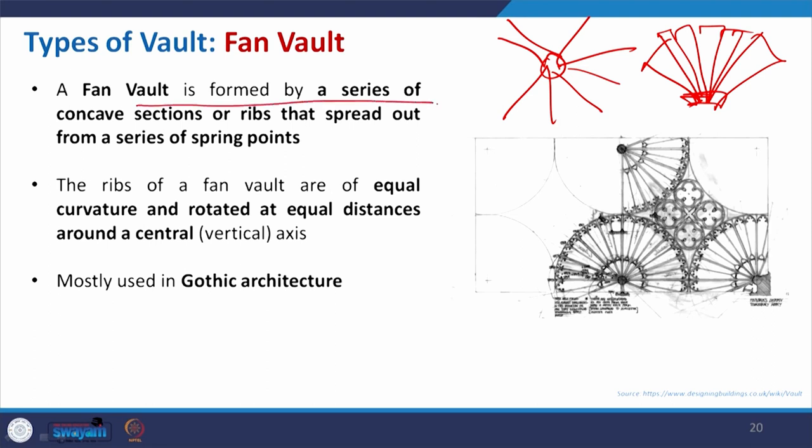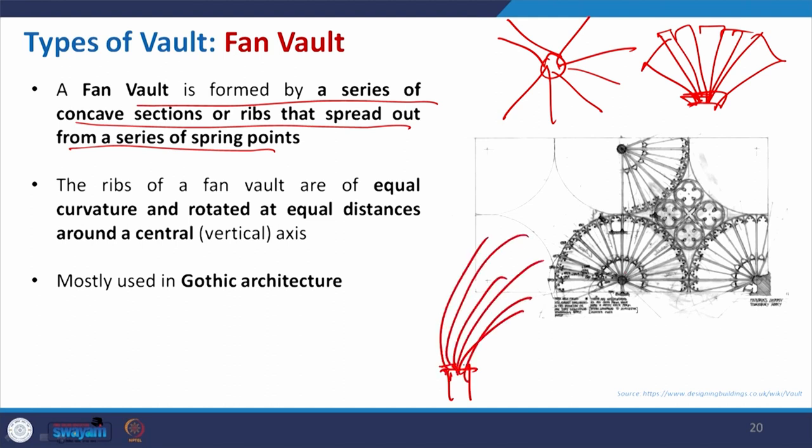A fan vault is formed of a series of concave sections or ribs that spread out from a series of spring points. Starting from the point where it ends, from this spring point, the ribs are created to form a particular fan shape. The ribs of a fan vault are of equal curvature and rotated at equal distance. So this is another geometry to be followed: the gap between those curvatures is maintained at a certain angle, and it is mostly used in Gothic architecture.